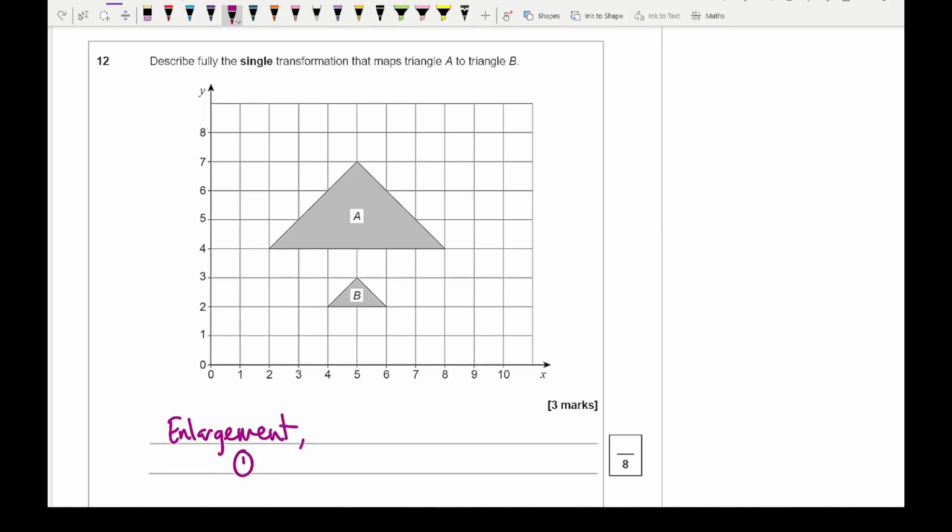Then when describing enlargement, we need to know the scale factor and we need to know the center. Now to work out the scale factor, it's the side of the new shape, which is 2, over the same side on the original shape, which is 6. And if we simplify that fraction, we get a third. So the scale factor is a third. Next, then what we need to do is find the center.